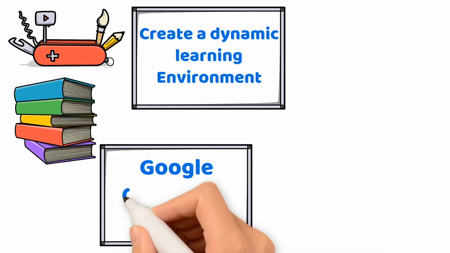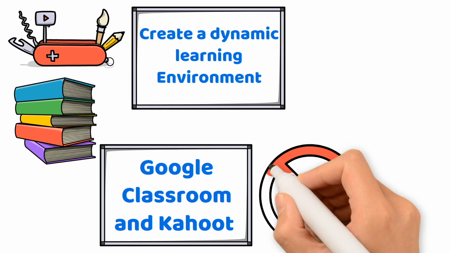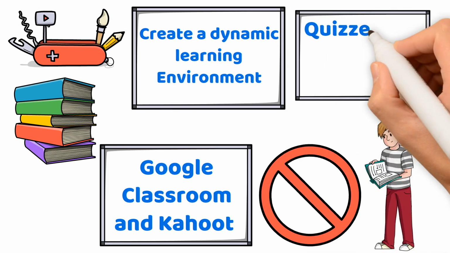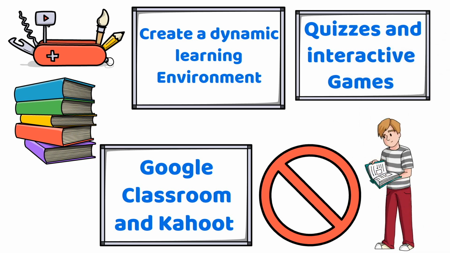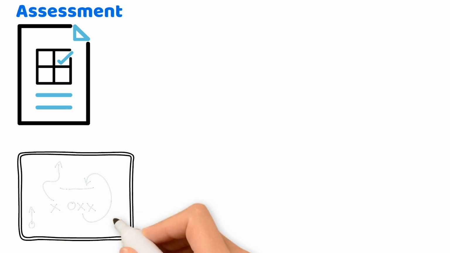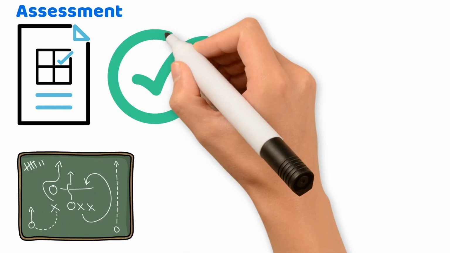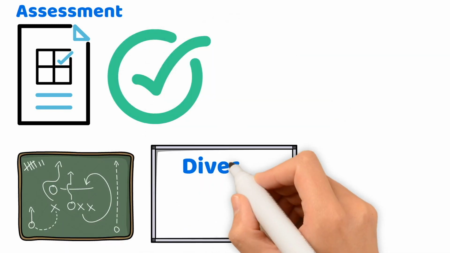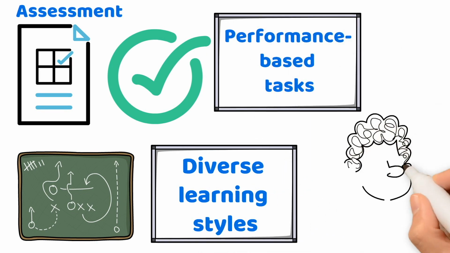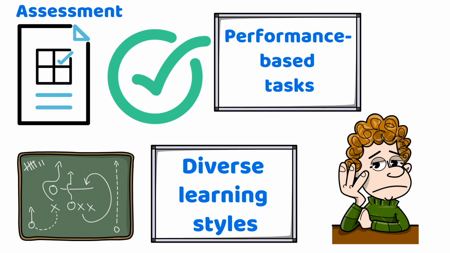Platforms like Google Classroom and Kahoot not only make learning more interactive, but also help in assessing student understanding through quizzes and interactive games. Assessment is key. From formative assessments like quizzes to summative assessments like end-of-year projects, ensure your methods cater to diverse learning styles. Incorporate performance-based tasks that challenge students to apply their knowledge in practical settings.